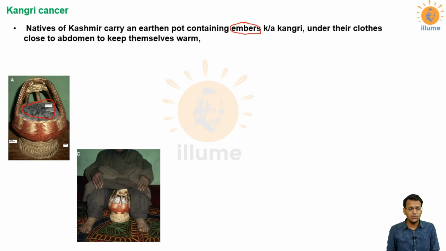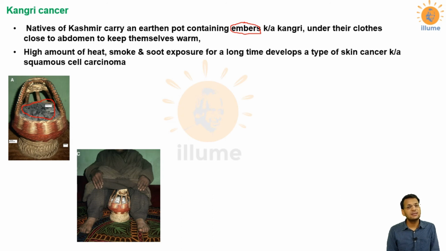They wear a loose gown, and under that loose gown they keep this kangri. This earthen pot is called a kangri, and they keep this kangri near their inner thighs and the abdominal area in that loose gown to gain heat in those chilling temperatures in Kashmir valley. But the amount of heat and the amount of aromatic hydrocarbons that are produced cause cancers.